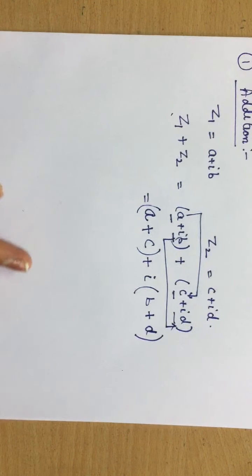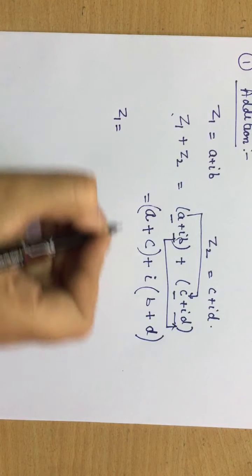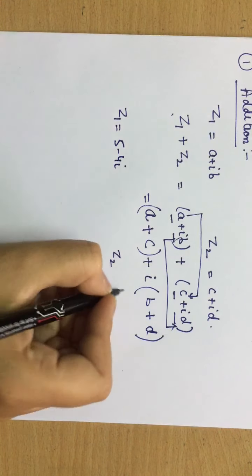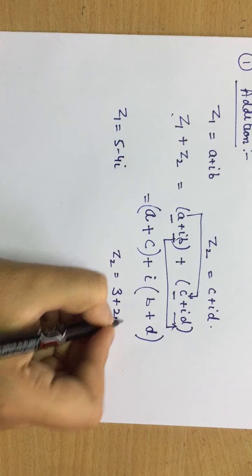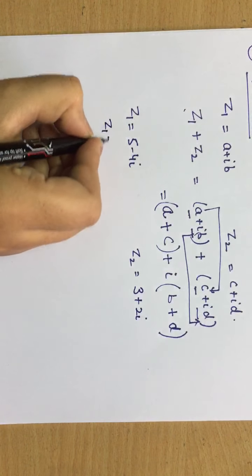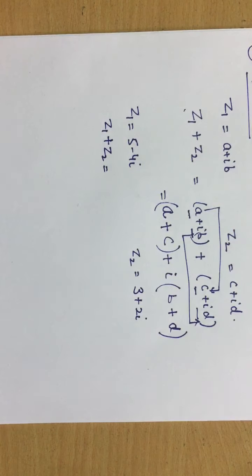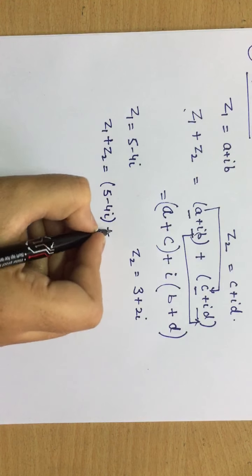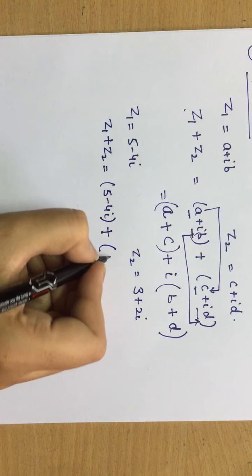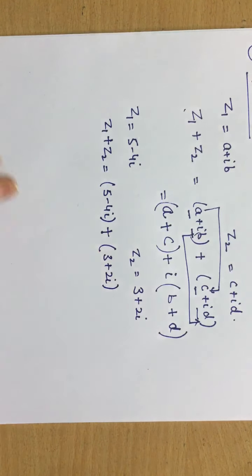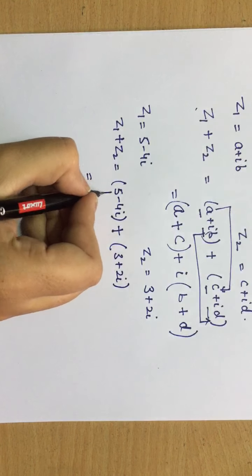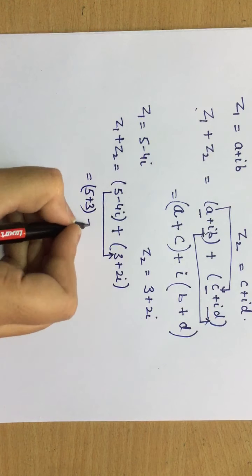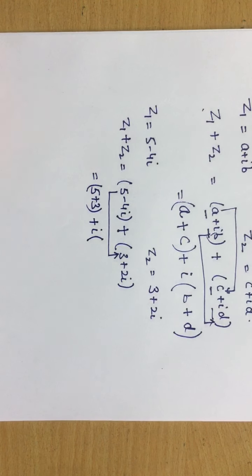So I am taking one example. Suppose I have z1 and z2. z1 equal to 5 minus 4 iota and z2 is 3 plus 2 iota. So what will be the value of z1 plus z2? The addition will be, write down the value of z1, then plus sign and value of z2. Now real part is added to real. 5 will be added to 3. So 5 plus 3. Then write iota plus iota.